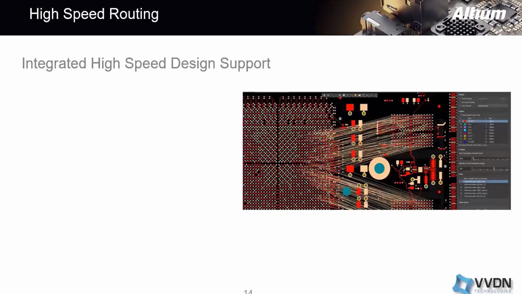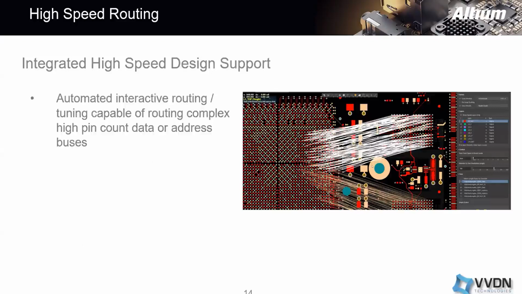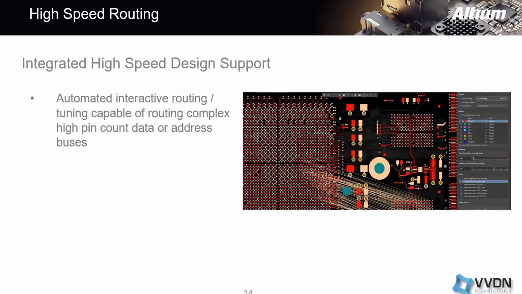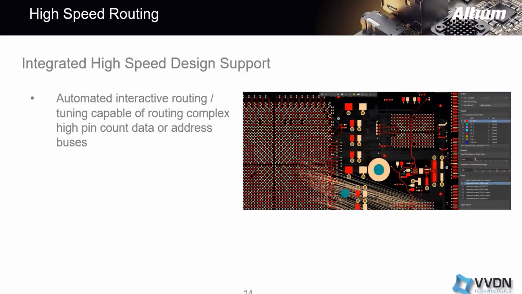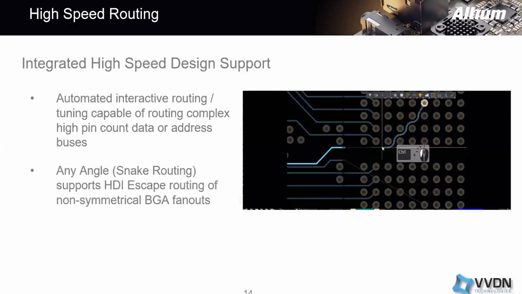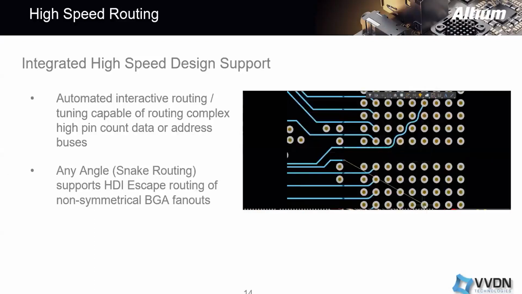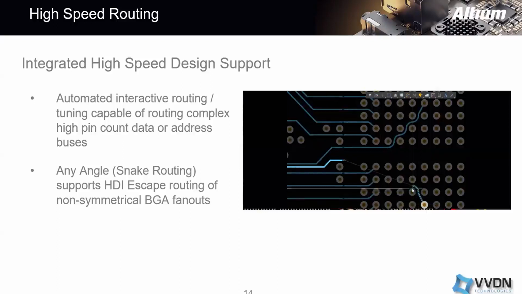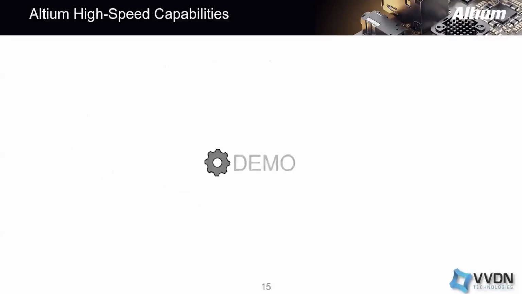For integrated high-speed design support, we have advanced features like Active Route. Okay. So Active Route is automated interactive routing. Here you can see we have BGA pins, so we can select our pins for particular selected needs. We can do routing. Okay. Then any-angle routing is also supported, and we can use this snake routing also in our design. Let's move to demo.